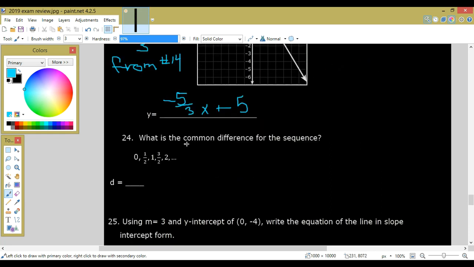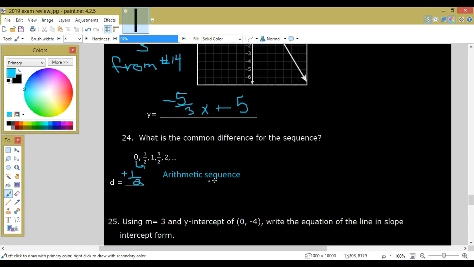24. What is the common difference for the sequence? 0, 1/2, 1, 3/2, 2. Each time we're adding 1/2. So our common difference is just plus 1/2 each time.